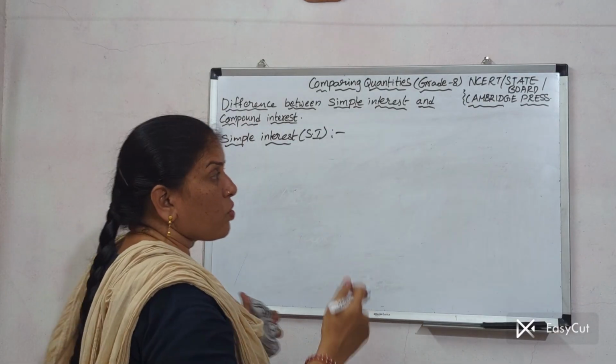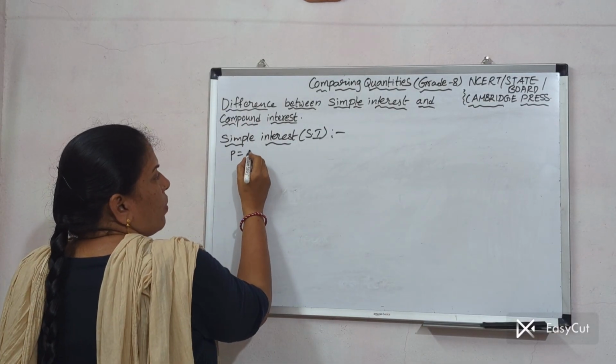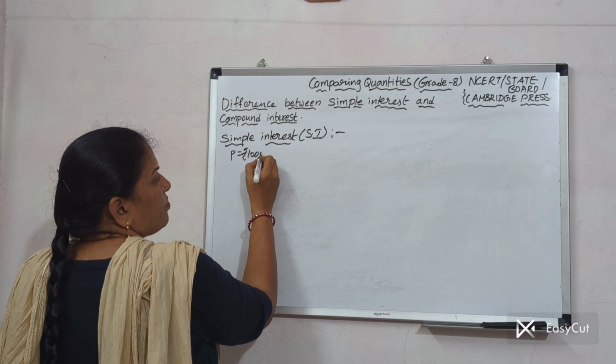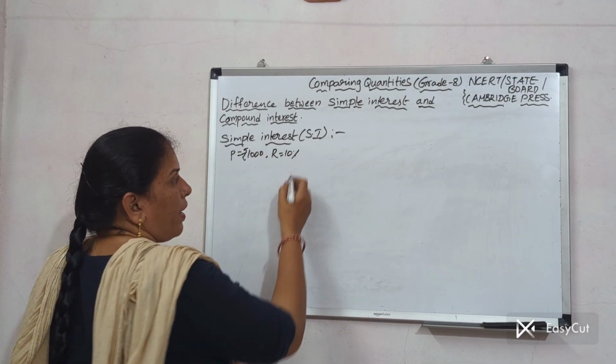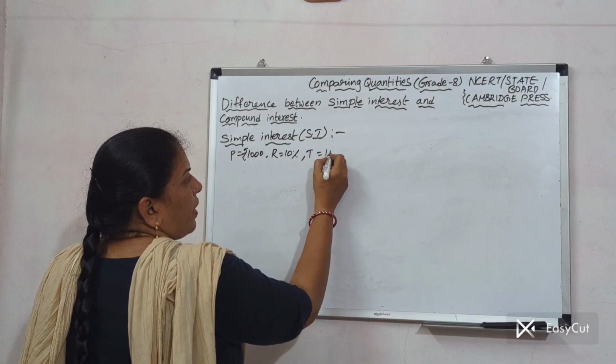See here, in the previous question, principal is equal to 1000 rupees, R is equal to 10%, T is equal to 1 year.